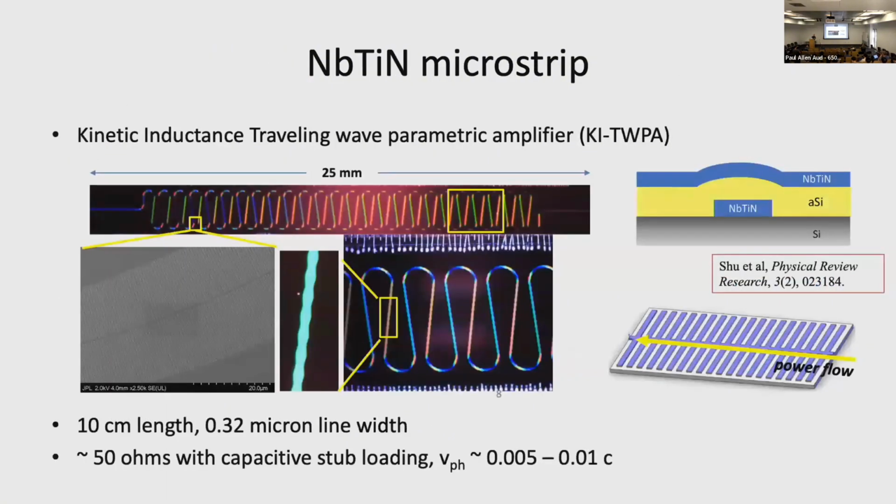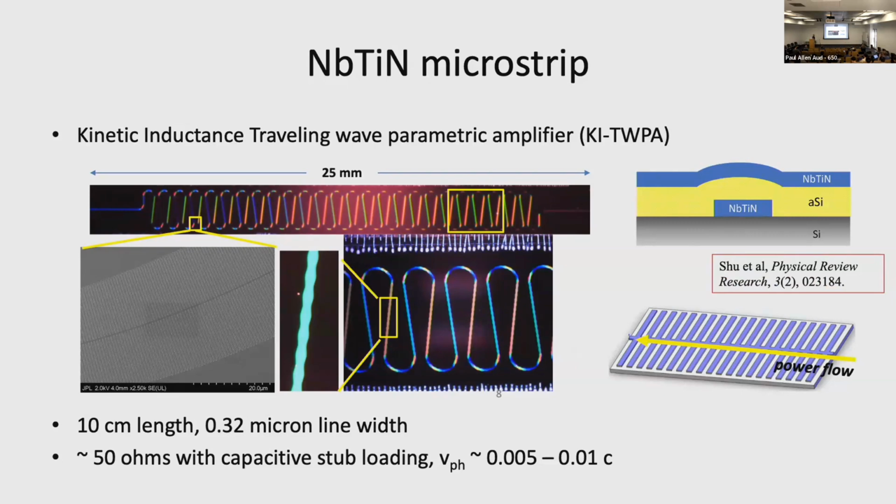Okay, so I'll just talk about an implementation of this type of device at microwave frequencies, because it's basically just directly transferable to the millimeter wave band. This is the kinetic inductance traveling wave parametric amplifier, and this is based on a niobium titanium nitride microstrip line.